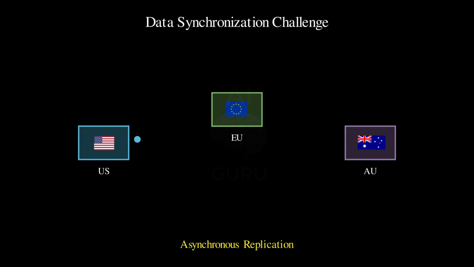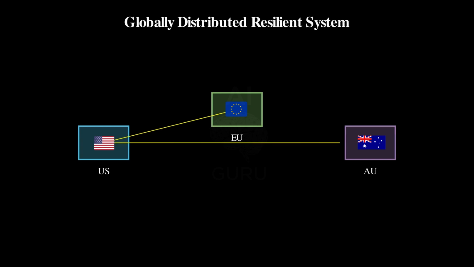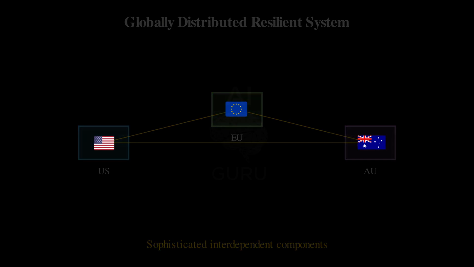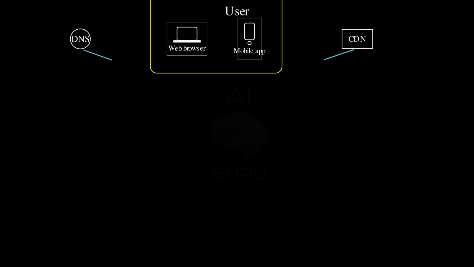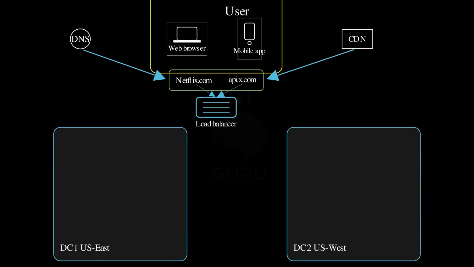And because of the vast physical distance, this replication is usually asynchronous. Which means you have significant inter-data center network latency, sometimes hundreds of milliseconds. And that latency severely complicates trying to maintain consistency across continents. It forces you to build highly sophisticated conflict resolution mechanisms. We have a globally distributed, resilient system, but as it grows, the components become more and more complexly interdependent.